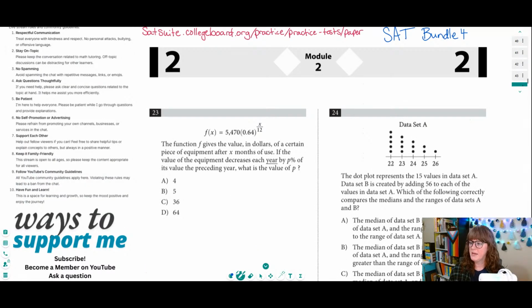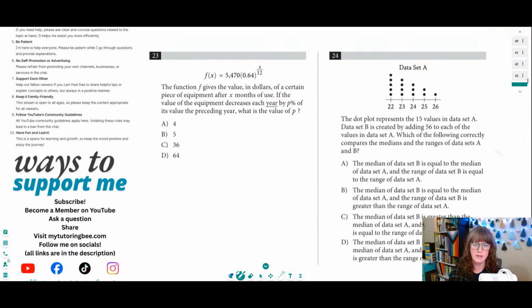On to our last page, and we just have 2 problems on this page. So let's go ahead and start off here. The function f gives the value in dollars of a certain piece of equipment after x months of use. Okay, so this x represents the months, which makes sense as being divided by 12. If the value of the equipment decreases each year by P% of its value the preceding year, what is the value of P?